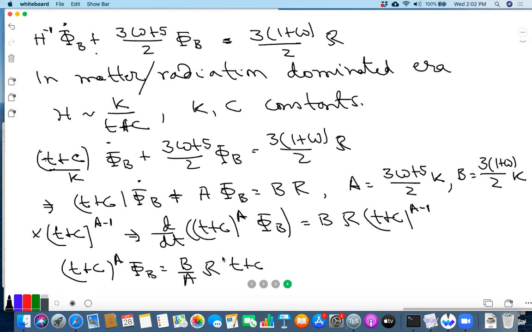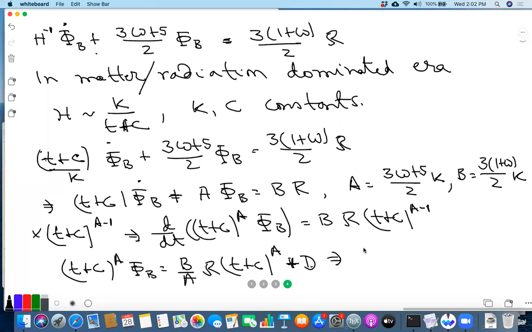T plus C to the power a. Remember that r is constant, right? So when you take the derivative of this, it only acts on this, right? So that a cancels this and you get T plus C to the a minus 1. So plus a constant, of course, that's the constant of integration.